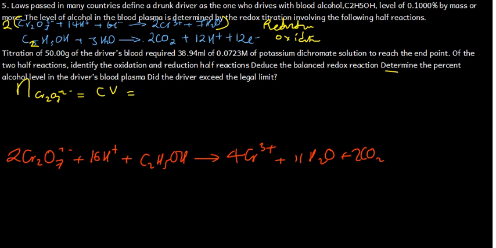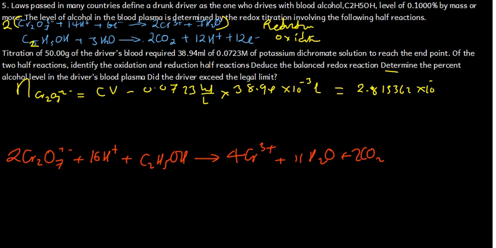The concentration has been given as 0.0723 molar, which is mole per liter. The volume is 38.94 milliliters, which you multiply by 10 to the power negative 3 to convert to liters, and that is going to give us 2.815362 times 10 to the power negative 3 moles.